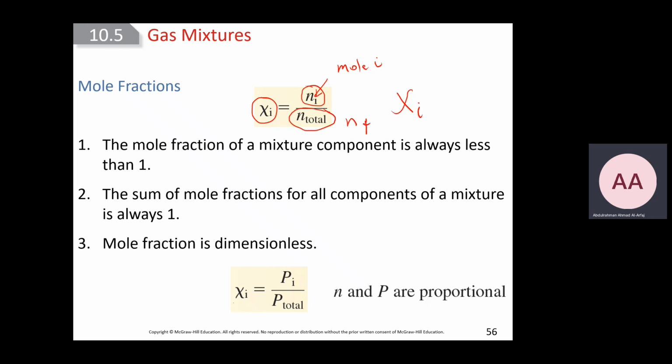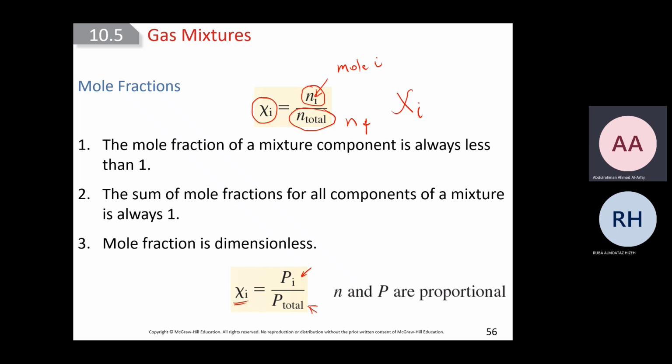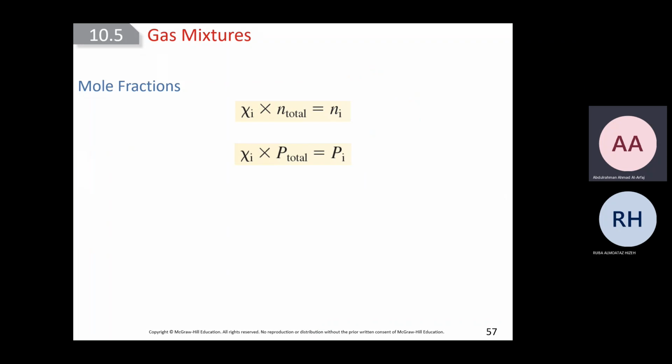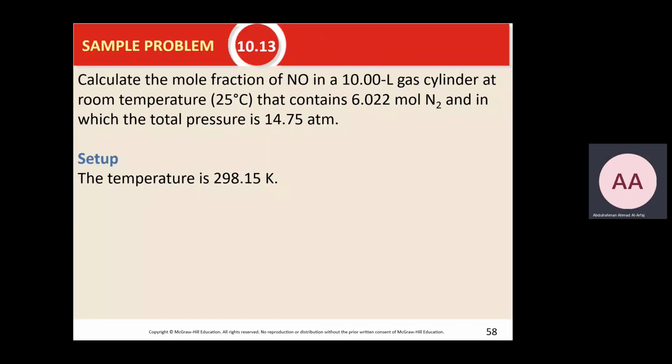Also, the mole fraction is equal to Pi, which is the pressure of gas i, compared to the total pressure. You have to know these two laws also. They are very simple and related to each other. Good. Okay.